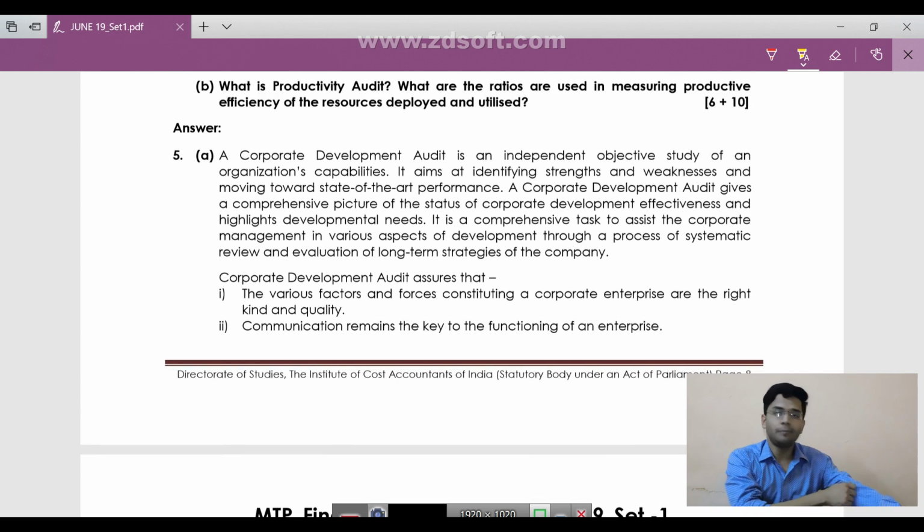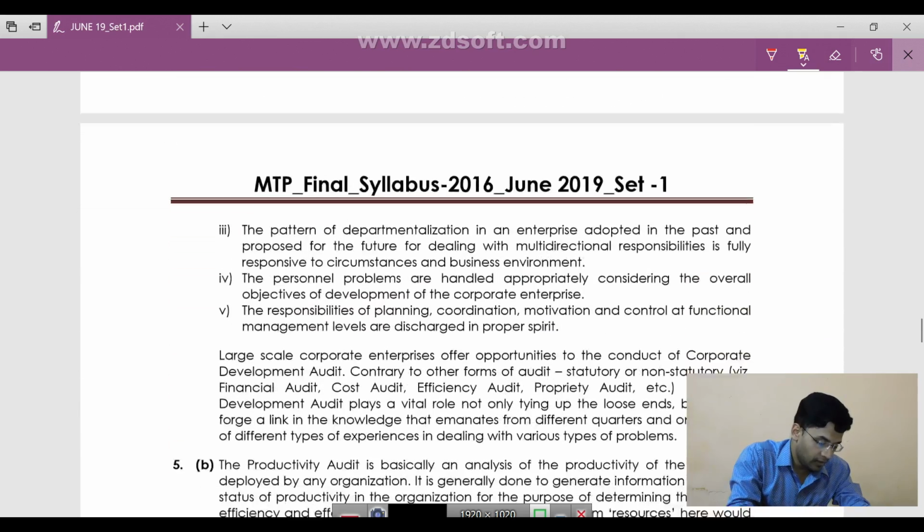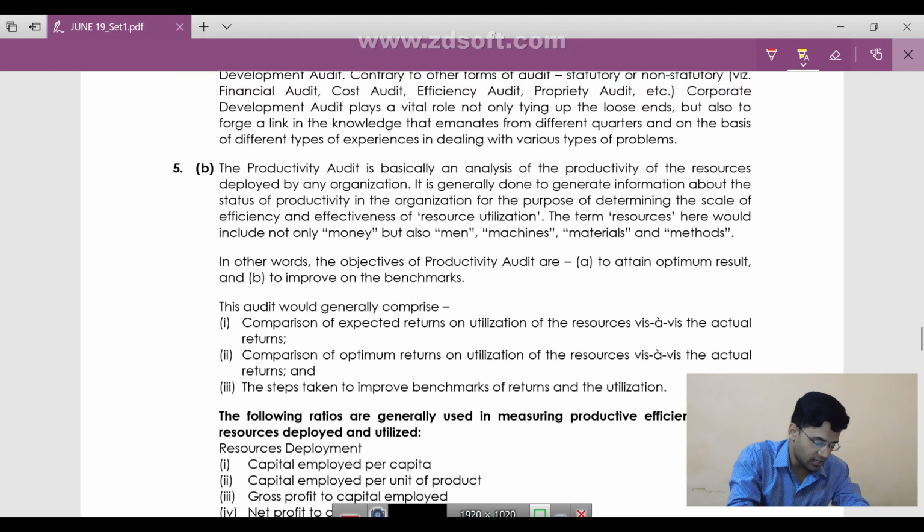So what is corporate development audit? Corporate development audit is an analysis of how our company is developing and growing. So to audit the strengths and weaknesses of the company and how they are growing is the corporate development audit. I'll highlight some important words in this definition which you should learn. Strengths and weaknesses. Then the auditor has to assess the development effectiveness and highlight the development needs. Where there is a need for development, the auditor has to highlight those areas. Okay, let's move on to the next aspect.